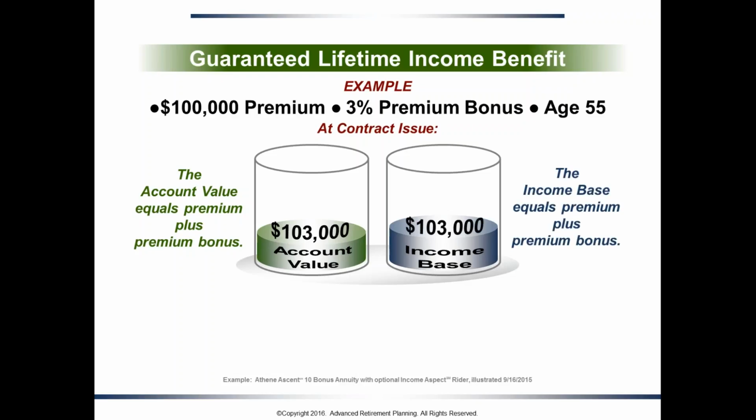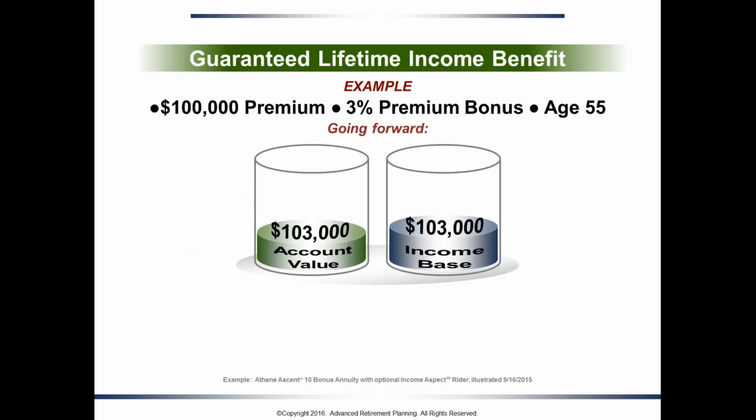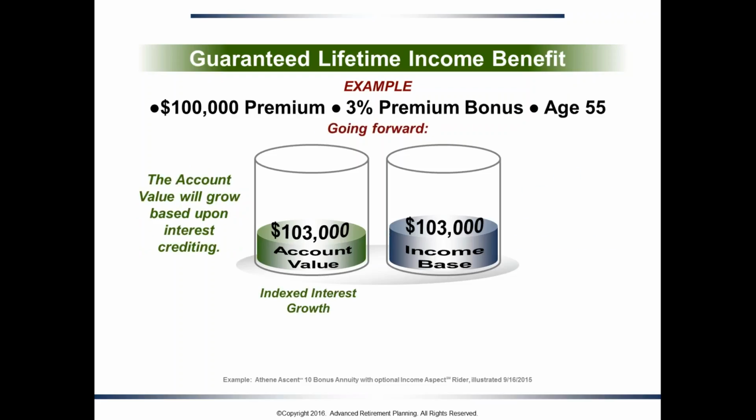The income base may have a different, even larger bonus attached to it as part of its math formula, but to keep it simple, we're going to assume it's the same. So let's just assume they both start out with a 3% boost. Now, going forward, what's going to happen? Just as we discussed, this account value is going to grow based upon whatever kind of interest crediting, probably indexed interest. So let's assume that this particular design of the income base is going to grow at 10% annual simple interest.